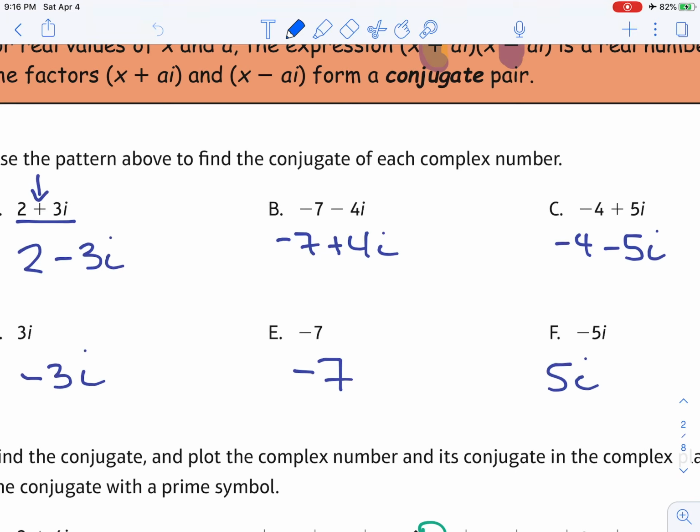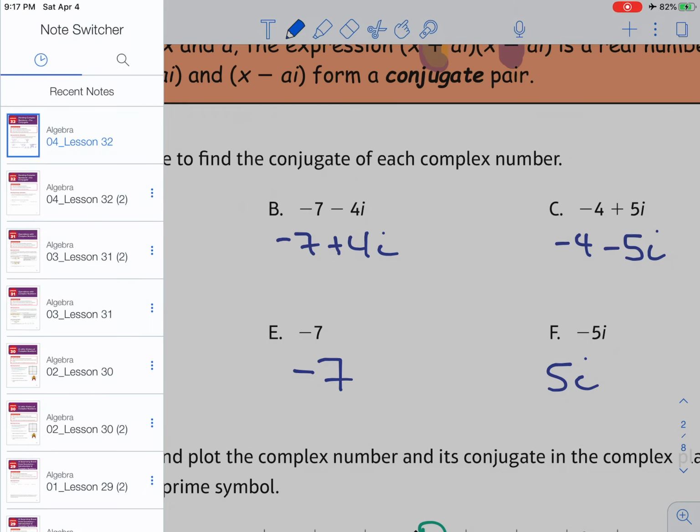This is what you should have gotten. The opposite of a plus 5i is a minus 5i. The opposite of a 3i is a negative 3i. The opposite of a negative 7, oh, it doesn't have an imaginary, so you leave it exactly the same. And F, negative 5i, the opposite of that would be 5i.